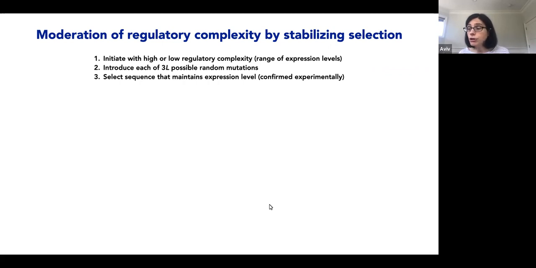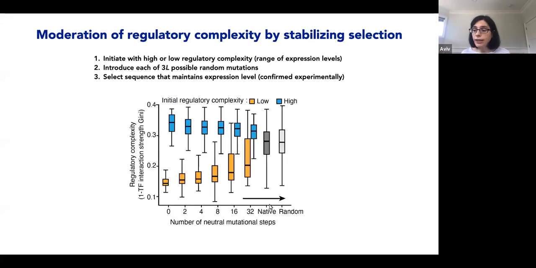Then, like before, we're going to test each random mutation, and we're going to select from them the sequence that maintains the expression level. And we validate this experimentally. And now what we find is that even though expression levels didn't change, the regulatory complexity shifted from high or low complexity as the starting point to an intermediate complexity in the endpoint. So by 32 generations, it's much closer to the average complexity that we see for both random and native yeast sequences, which are in the grays.